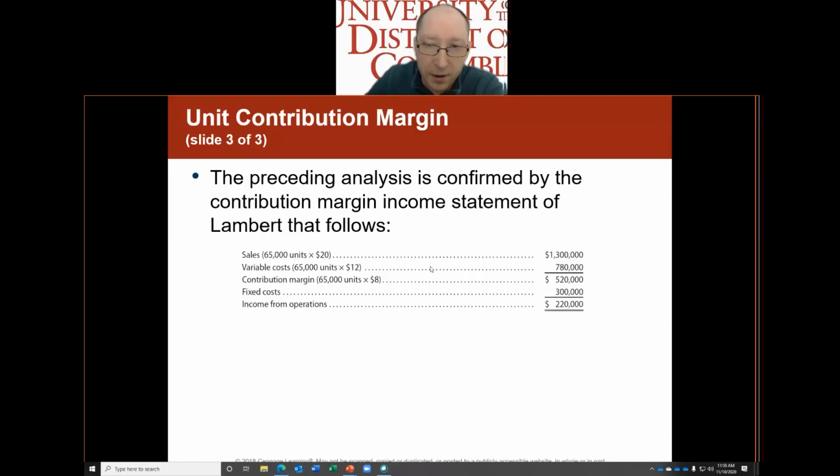Here's how it looks updated. Sales, 65,000 units times 20 bucks per unit, 1.3 million. Variable cost, 65,000 units times $12, 780,000. Contribution margin, 65,000 units times $8, 520,000. 520,000 minus fixed costs of 300,000 equals income from operations, 220,000.